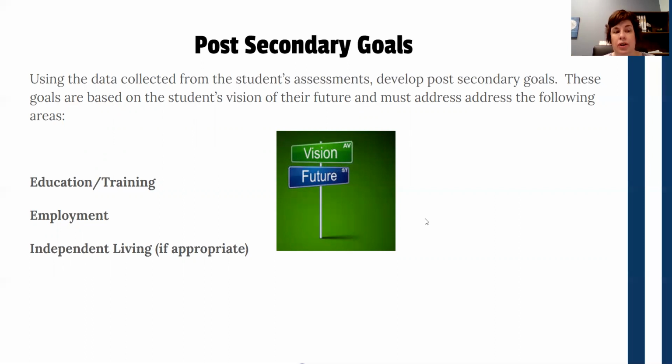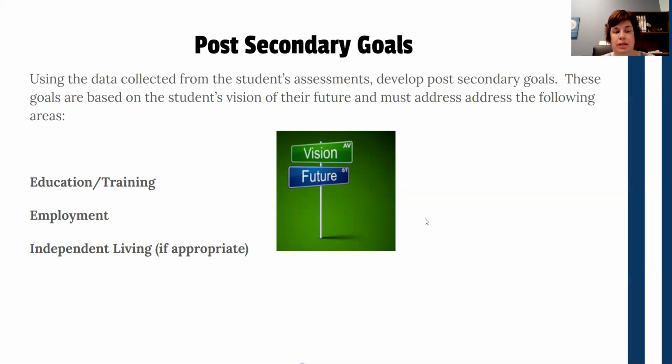The other area that needs to be identified is employment. Employment is where they work, where they would like to work, how they are going to be productive. So employment, it's important to realize, doesn't necessarily have to be a paid job. It can be volunteer work if that is what the student is interested in, but we need to cover what they are going to be doing during the day.